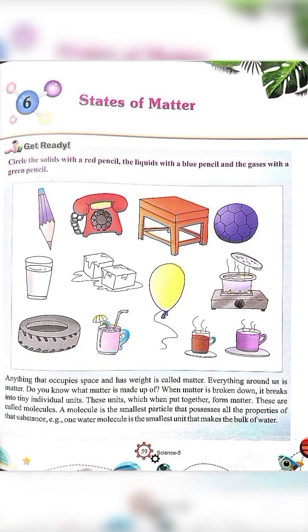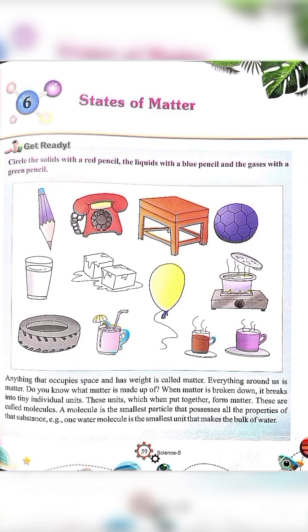My dear viewers, now we discuss states of matter based on ICSE class 5 chapter 6. Matter is any substance that occupies space and has weight. There are three types of matter: solid, liquid and gas. Water is an example of liquid, ice is an example of solid, and vapor is an example of gas.